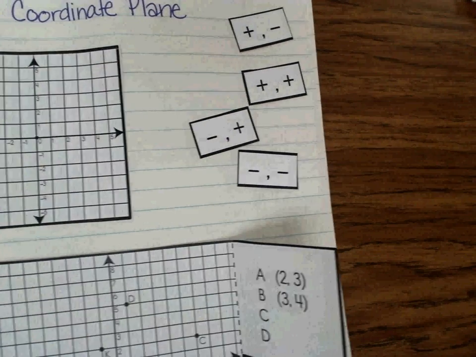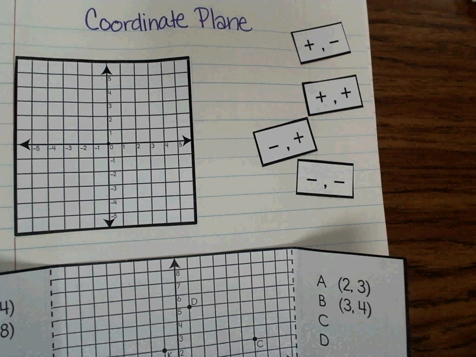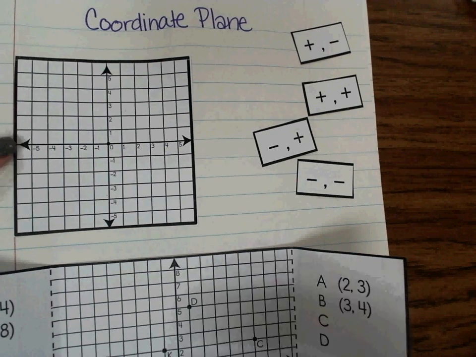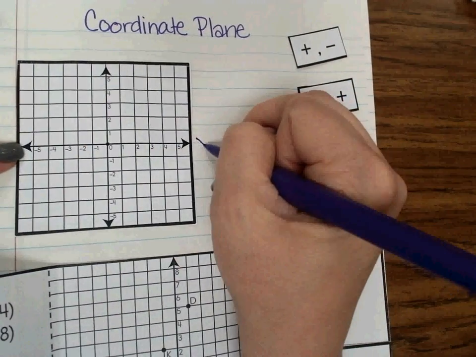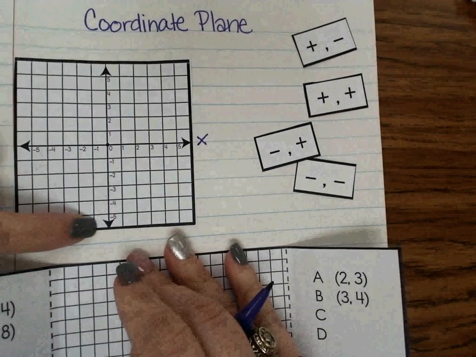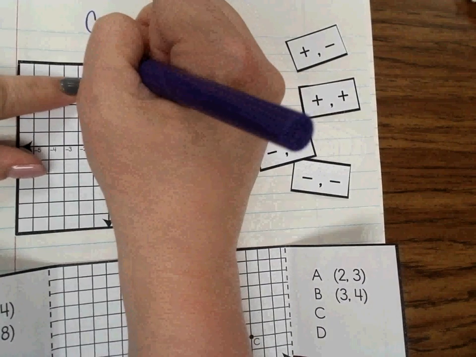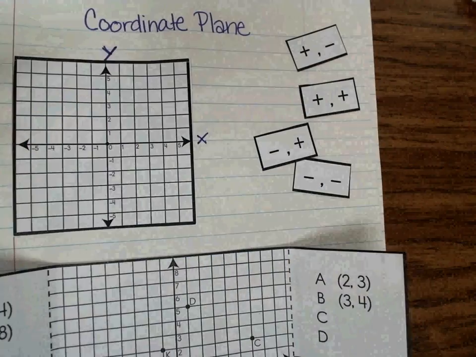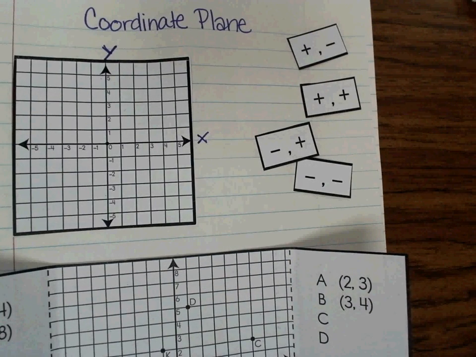A coordinate plane is made up of 2 number lines that are just intersecting. We have a horizontal number line, this one right here, this is what we call the x-axis, and we have a vertical number line, that's what we call the y-axis. Make sure you label that. Each of our axes have different sets of points.